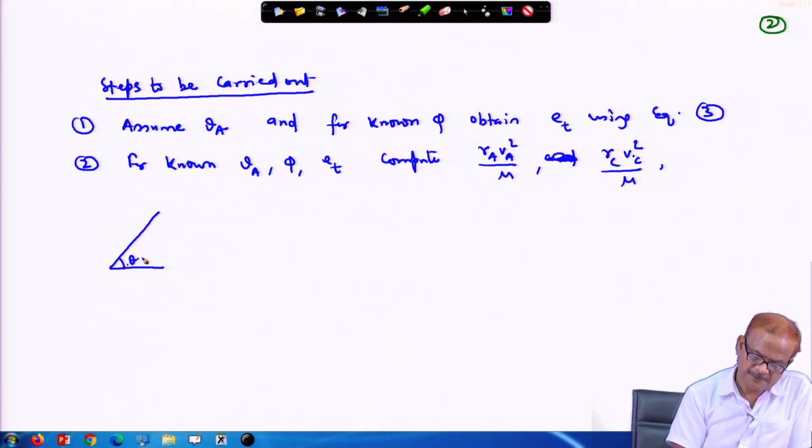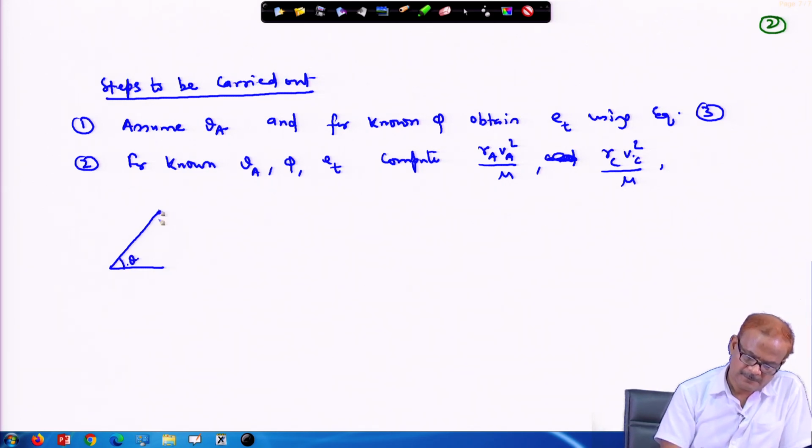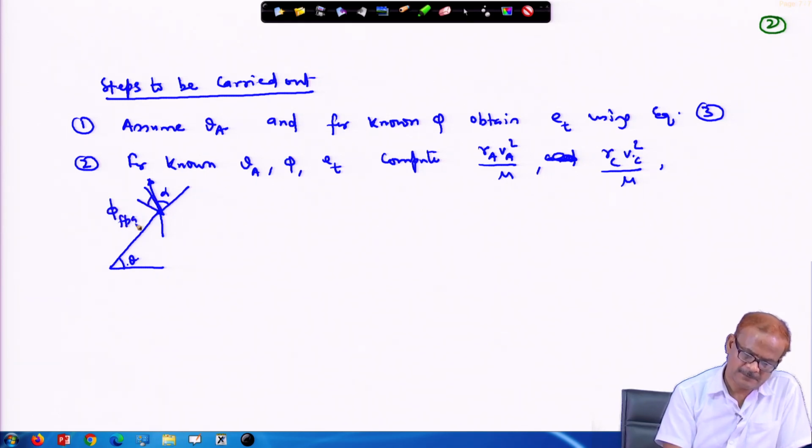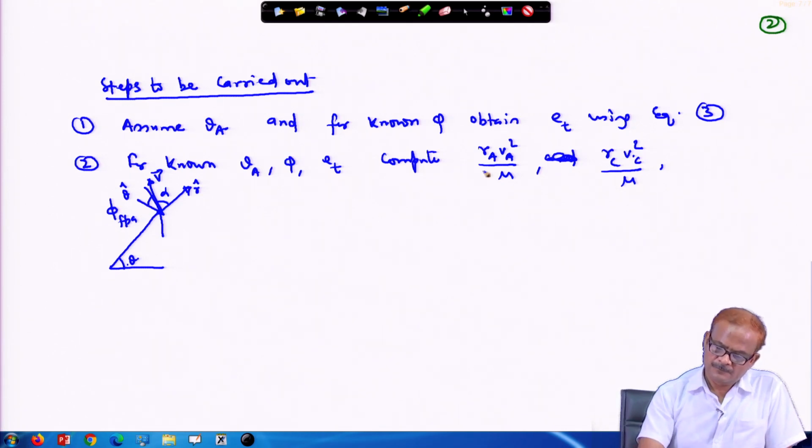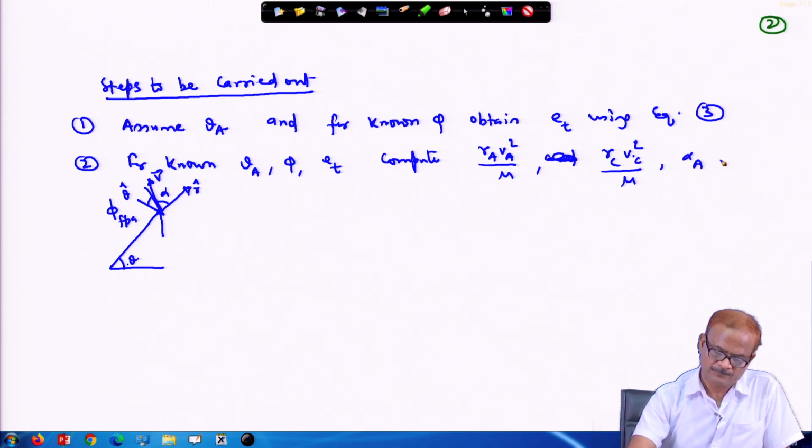So, this is suppose theta, okay, and this is the trajectory, this is v, this we can say this is alpha, this is the flight path angle phi, this is v and this is the r direction, r cap, this is theta direction, this is theta cap. Okay. So, we need to calculate all these things, alpha a at the point A and alpha c.